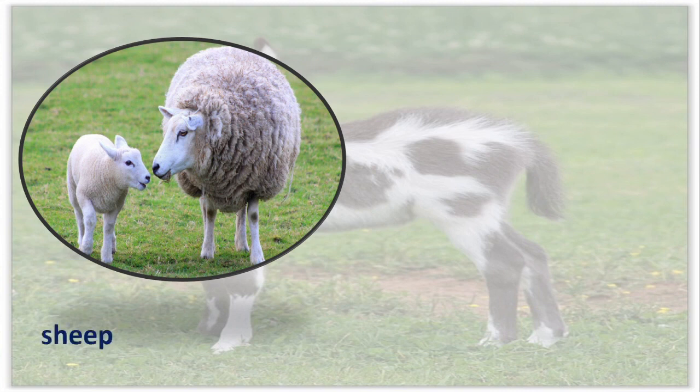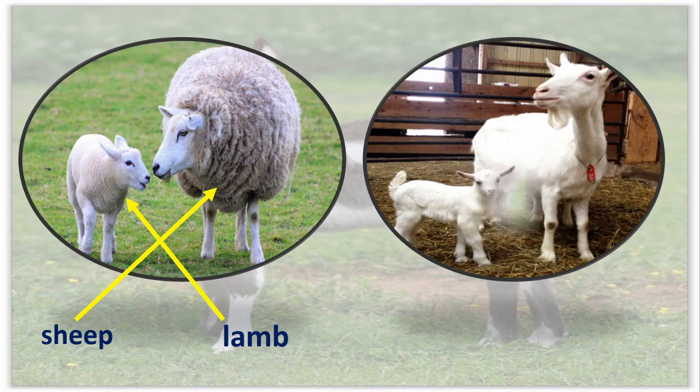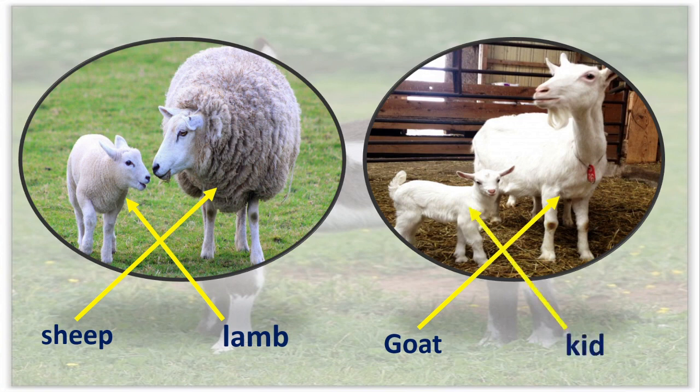Now see this. This is a sheep, and the young one of the sheep is called lamb. Mary had a little lamb, isn't it? See, this is a lamb. Next one here, this is goat, and the young one of the goat is called kid. Okay, the young one of the goat is called as kid.